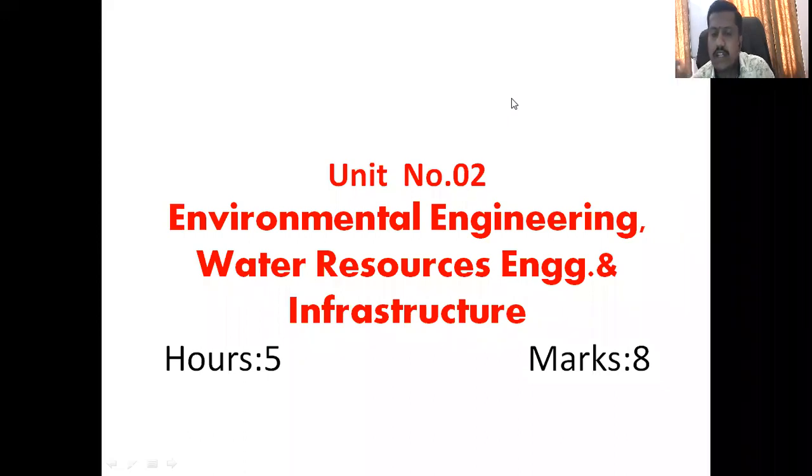So what are the contents of infrastructure? It may be any kind of infrastructure that you are going to develop. You are going to develop roads, bridges, dams, water resource structures, or high-rise buildings. Everything which you are going to construct comes under the infrastructure category, and our sector, civil engineering, is going to play a vital role in infrastructure development.